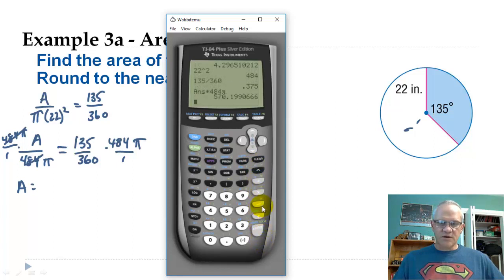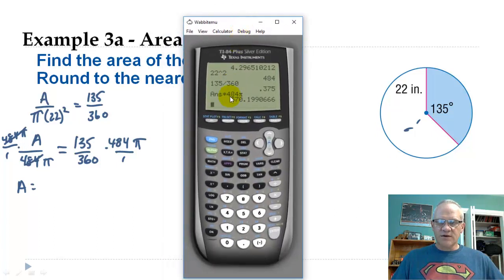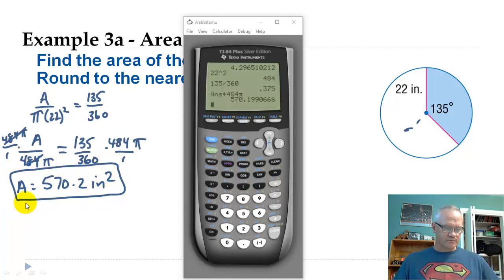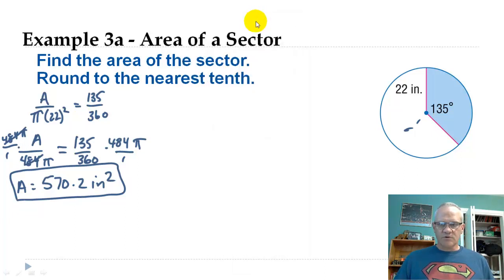And so it looks like our area there, said round to the nearest tenth, I believe, would be 570.2 inches squared. Okay? Feel okay with that? So again, it's just the ratio of the area of the small part to the area of the whole circle, and the degrees of the small part and the degrees of the whole circle.